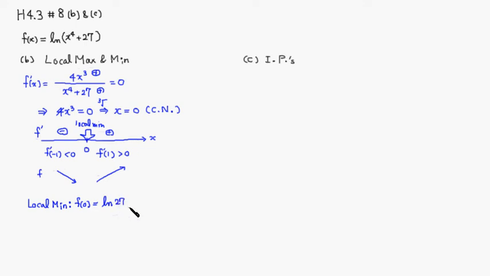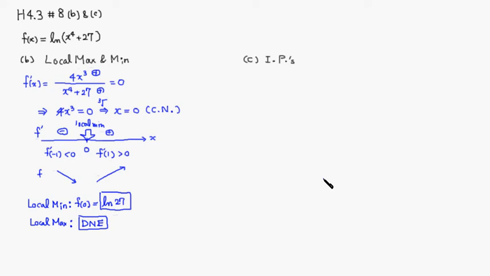All right, so we have that. So that's the local minimum. But you can see that there is no local maximum. Because there's no other critical number, the local maximum does not exist. So D and E is the answer.